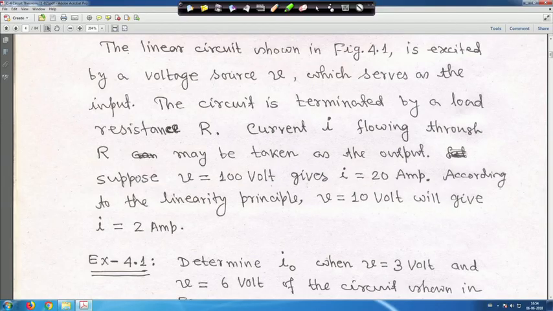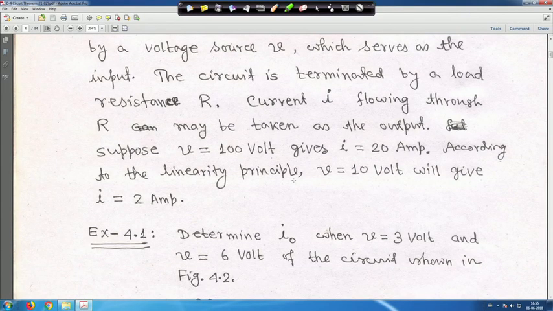So, I told you, suppose V is 100 volts, at that time the current is 20 ampere. But if we make V equal to 10 volt, the current will be 2 ampere, because we are multiplying by K equal to 0.1. That is the linearity principle. According to that, the condition has to be satisfied.